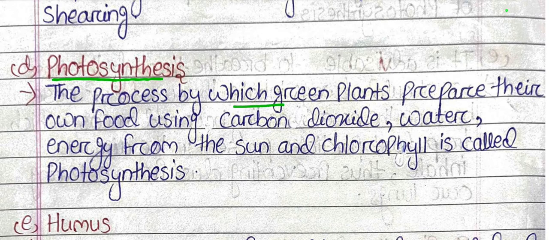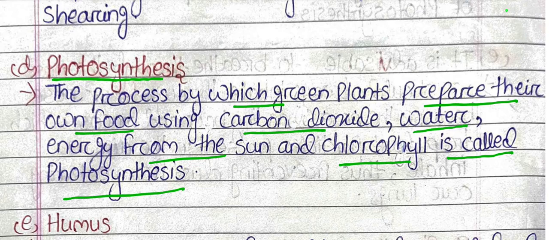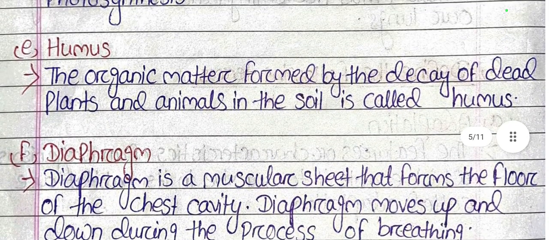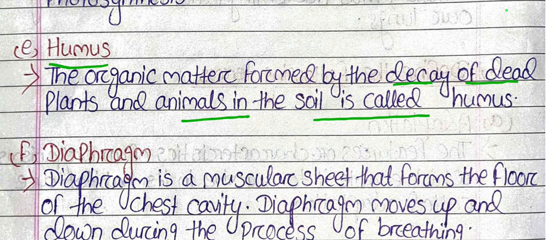Then photosynthesis. What is photosynthesis? The process by which green plants prepare their own food using carbon dioxide, water, energy from the sun and chlorophyll is called photosynthesis. The next is humus. The organic matter formed by the decay of dead plants and animals in the soil is called humus.